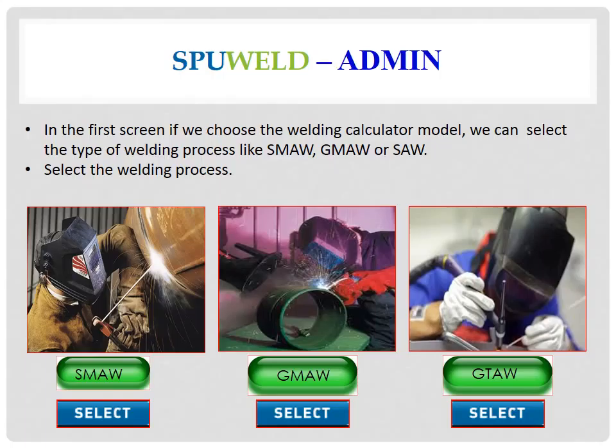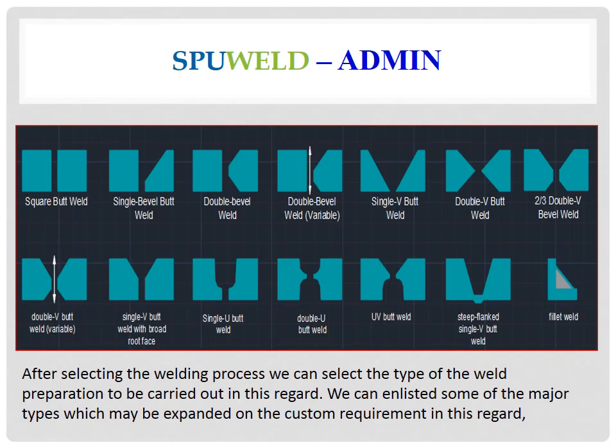Now we have seen the first phase of this application, which is on importing the drawing. The other one gives you an option of using the weld calculator model. Here you can select the type of process. It could be SMAW, GMAW or GTAW. And depending upon what you select, it takes you to the weld preparation screen.